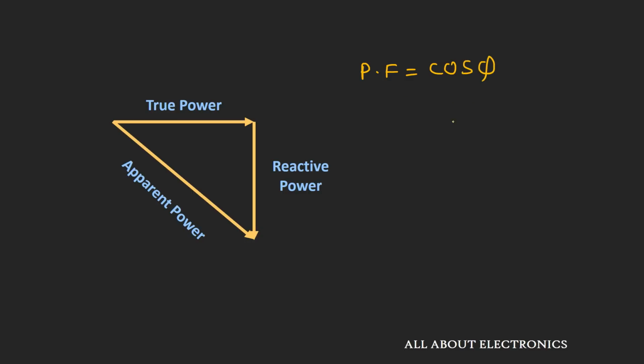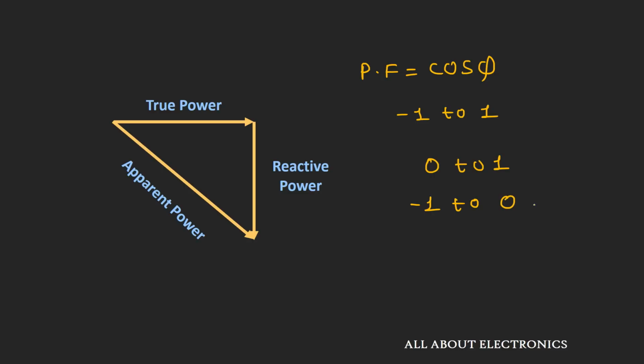As you can see, whether this load is inductive or capacitive, the value of the power factor will be in the range of -1 to 1. Whenever we have an inductive load, the value of the power factor will be between 0 and 1, and whenever we have a capacitive reactance, the value of the power factor will be between -1 and 0.